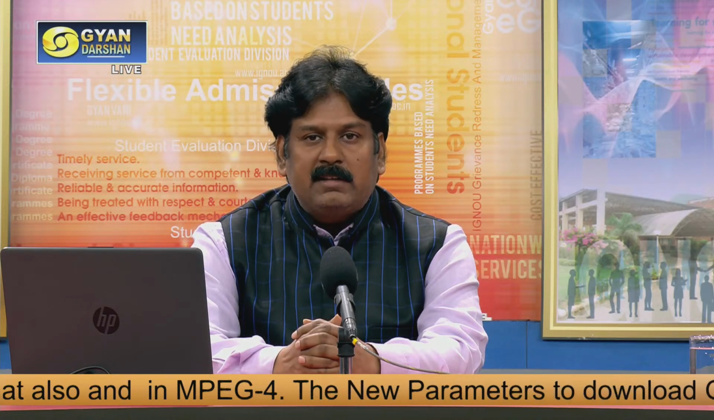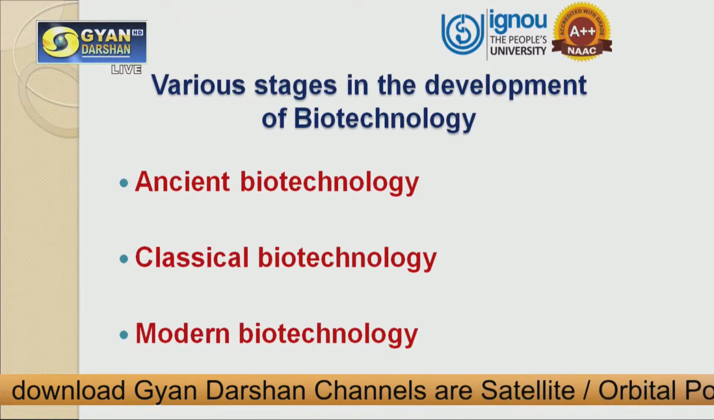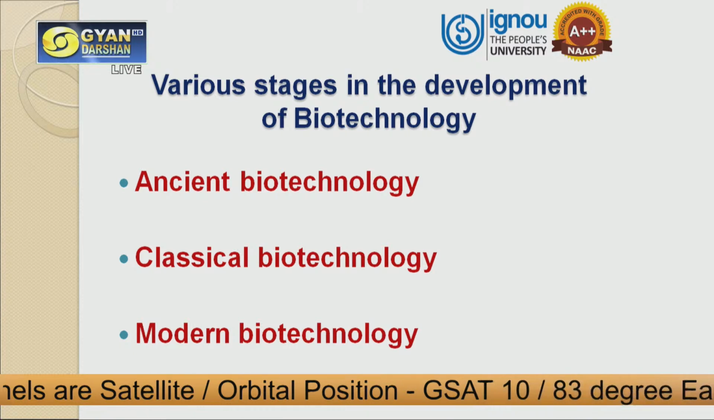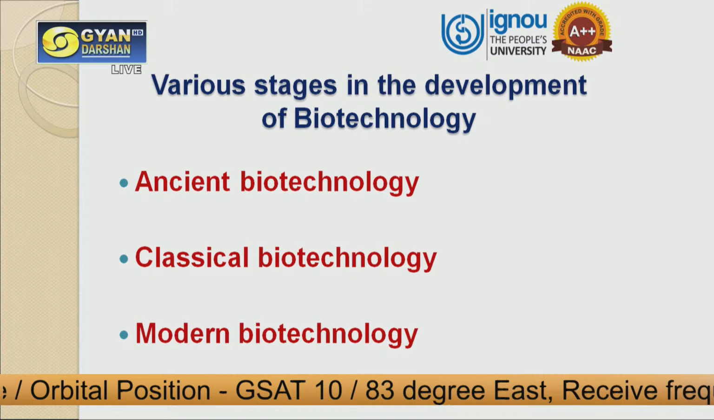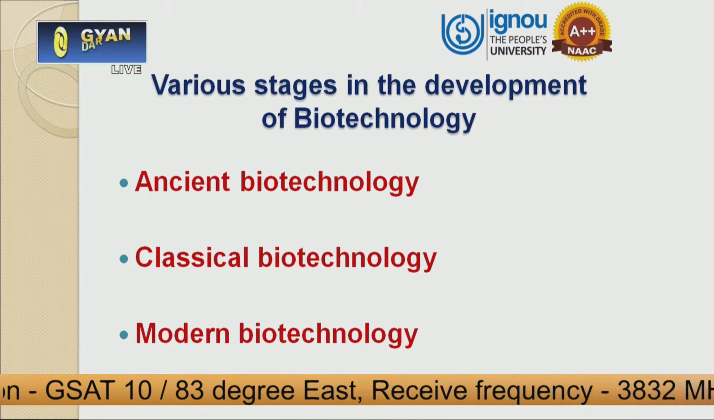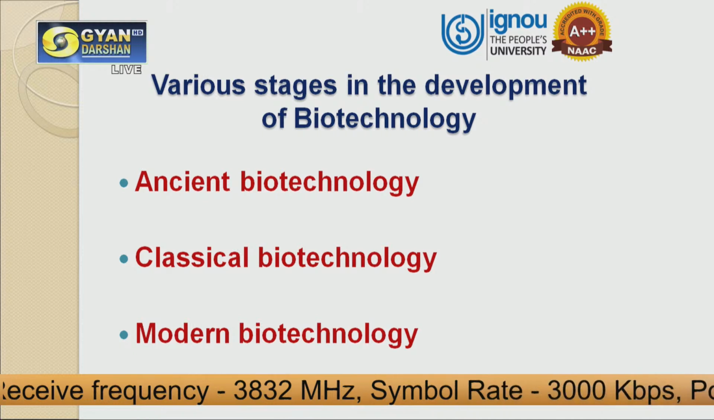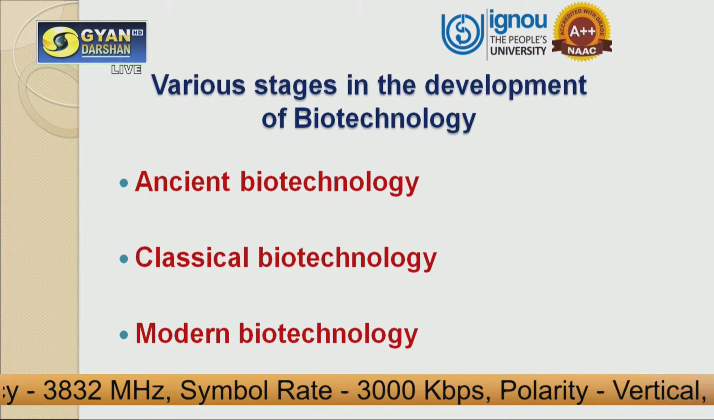This question comes into our mind: is this technology, this branch of science, really a very new one, or was it existing since long? Let's discuss the same first. There were various stages in the development of biotechnology. If we have to divide these stages, we can divide them into three types. The first one is ancient biotechnology, the second is classical biotechnology, and the third one is modern biotechnology.